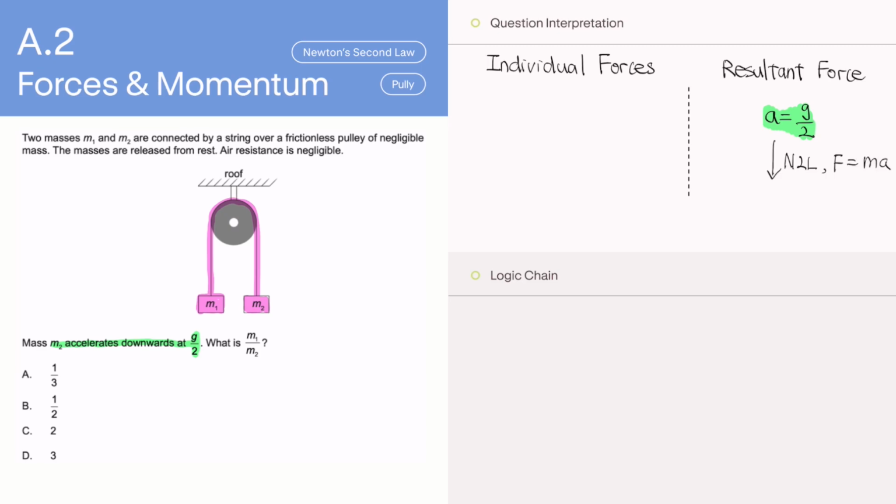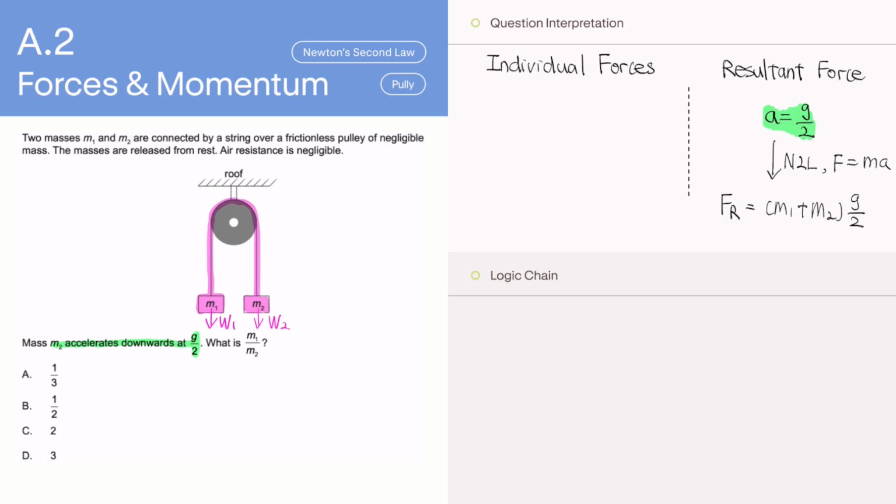By Newton's second law, the resultant force on the whole thing is the total mass of m1 plus m2 times the acceleration g/2. Now, which individual forces create this resultant force? On the diagram, m2 experiences a downward weight. Let's label it W2. m1 experiences a downward weight as well. Let's label it W1. Does it mean both individual forces are downwards?